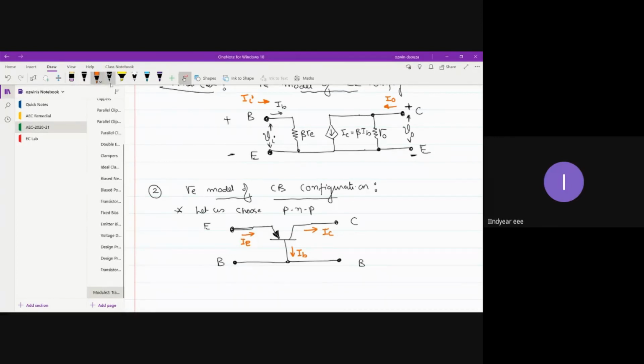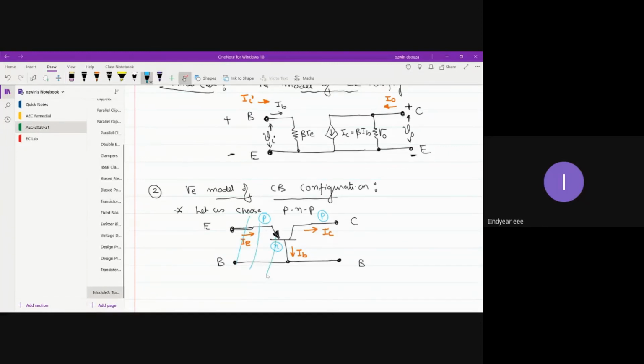And collector current IC. Okay, the idea remains the same. Let us also mark the layers here. This is your P layer, the middle layer going to be the N layer, and the collector going to be your second P layer. So it is a PNP transistor, right?